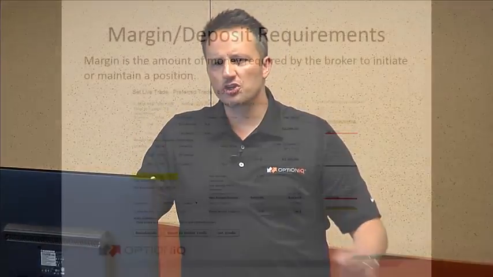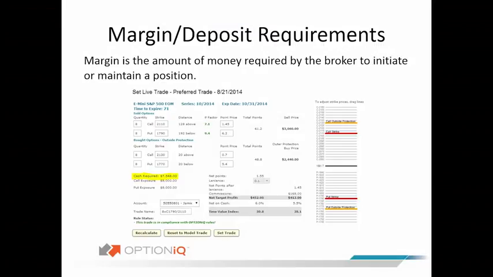Next, let's talk about margin, or the deposit that is required. So margin, or the deposit, is an amount of money that is required by a broker or a brokerage firm to initiate or maintain a trade. So every time you go in to set a new trade, depending on that trade and how it's set up and what types of options you're selling and buying, you're going to have a certain amount of what we call cash required.